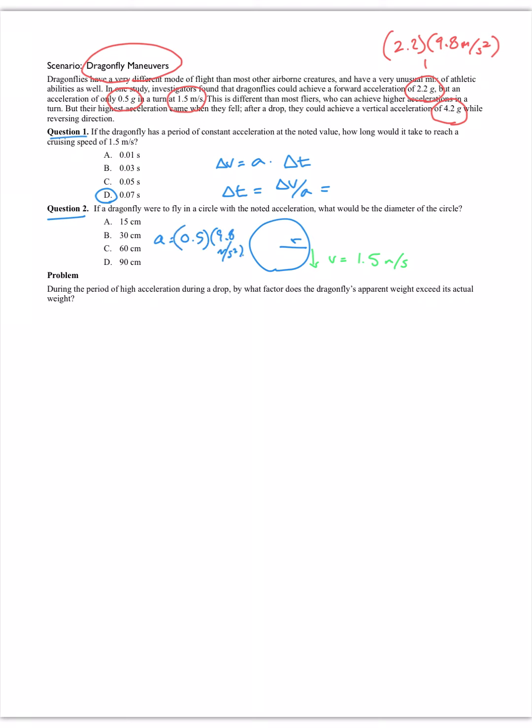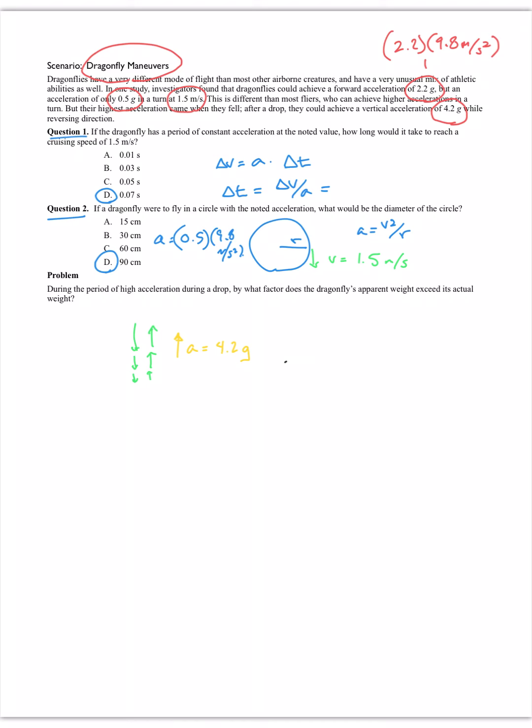Next piece asks for this. During the period of high acceleration during a drop, by what factor does the dragonfly's apparent weight exceed its actual weight? So what's happening is the dragonfly is moving downward at a slower and slower speed, and then it reverses course and moves upward. During that time, there is an upward acceleration, and the acceleration, we're told, is 4.2 g, and I'm just going to leave it as 4.2 g.